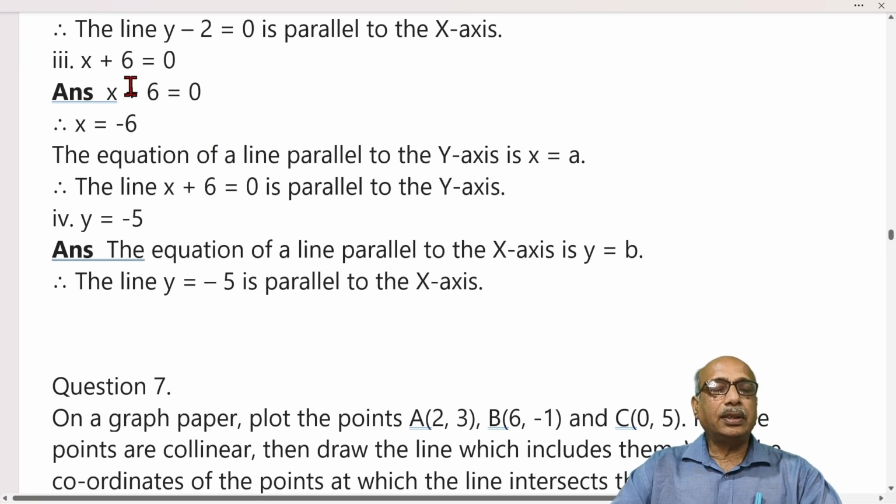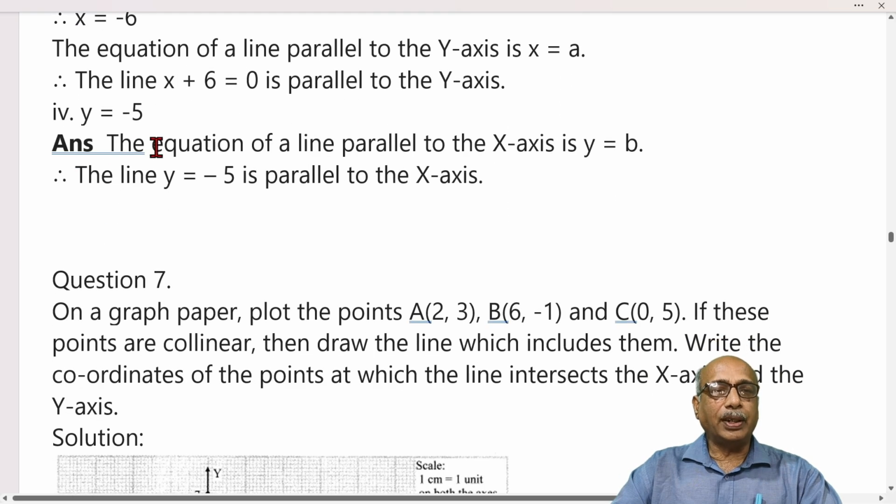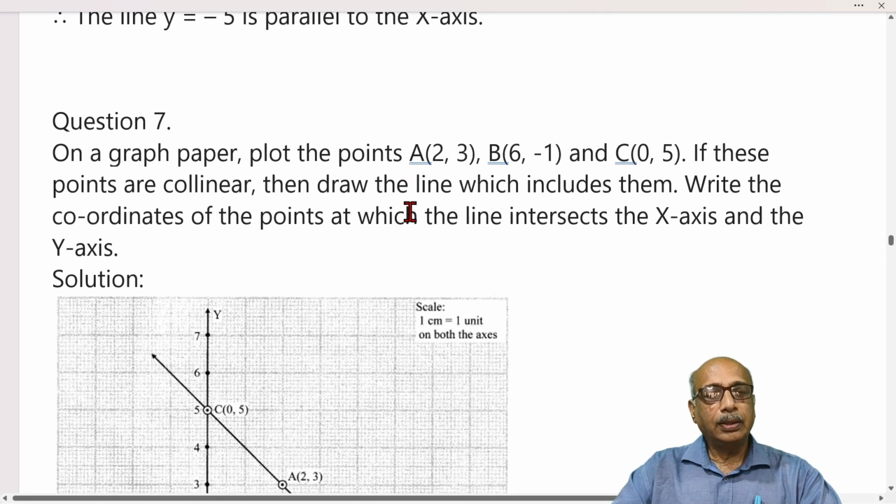x plus 6 equals 0. Therefore, x equals minus 6. The equation of a line parallel to the y-axis is x equals a. Therefore, the line x plus 6 equals 0 is parallel to the y-axis. y equals minus 5. The equation of a line parallel to the x-axis is y equals b. Therefore, line y equals minus 5 is parallel to the x-axis.